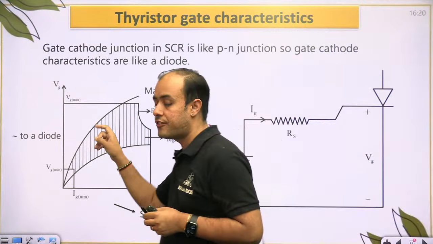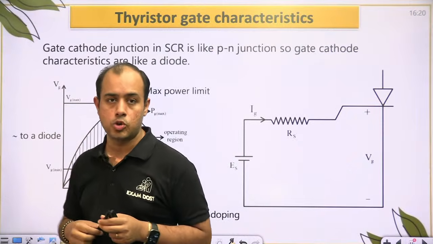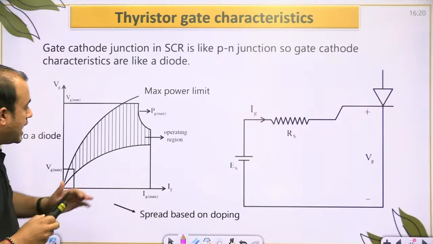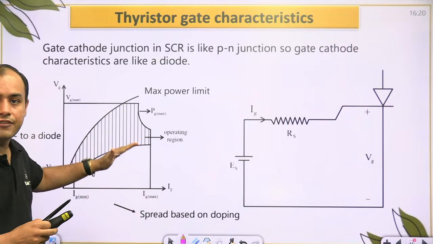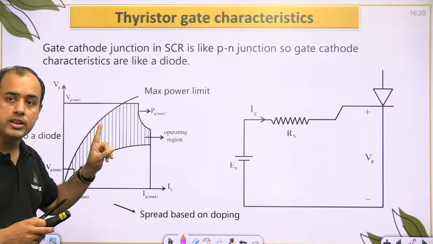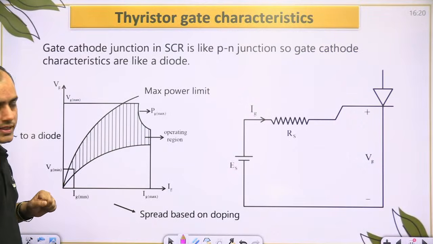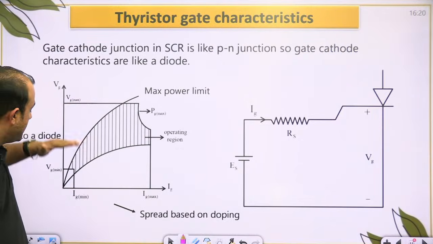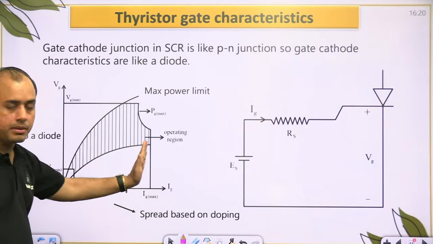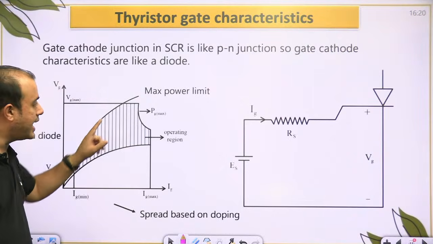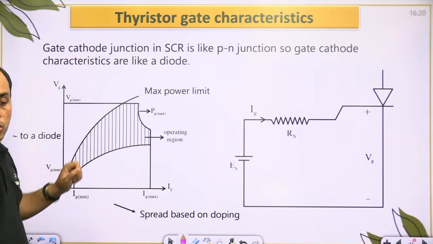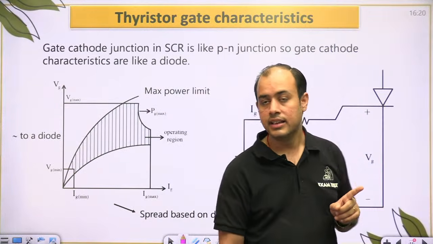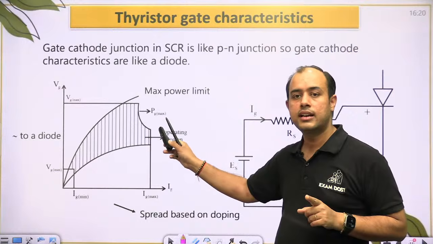Now why are there two graphs? Because of the difference in the doping of the gate and the cathode region, the graph is scattered. ग्राफ आपका फैला हुआ होता है क्योंकि गेट और कैथोड की डोपिंग अलग अलग हो सकती है। Now there are different limits: maximum voltage, minimum voltage, maximum current, minimum current, and the maximum power. You know, when you plot maximum power on the IV axis, the graph is a rectangular hyperbola.